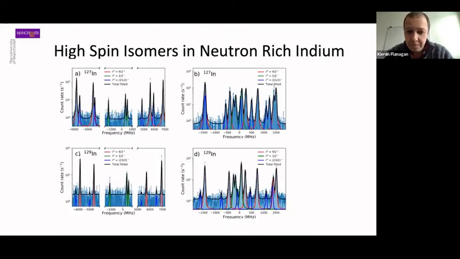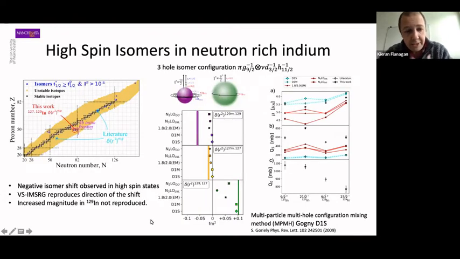So we also measured two high-spin isomers in the neutron-rich indiums. This is the spectra to prove that we did it. This fits into the story that I was discussing earlier in terms of the reduction in the charge radius when we go to a system where the pairing correlations are blocked. In this case, we're working quite close to the N=82 shell closure.